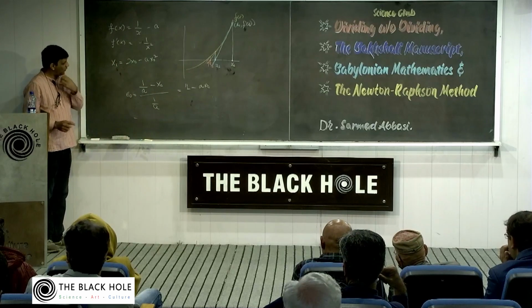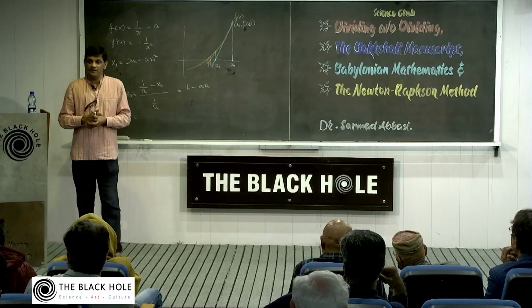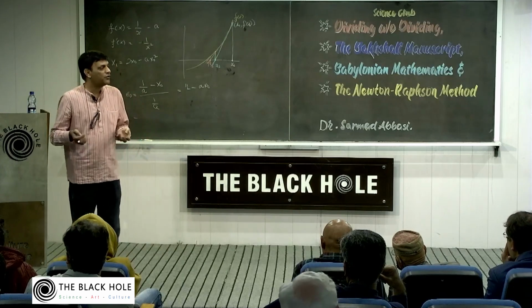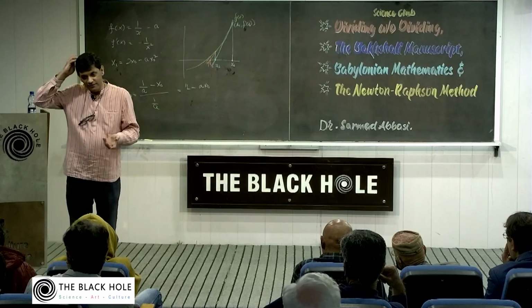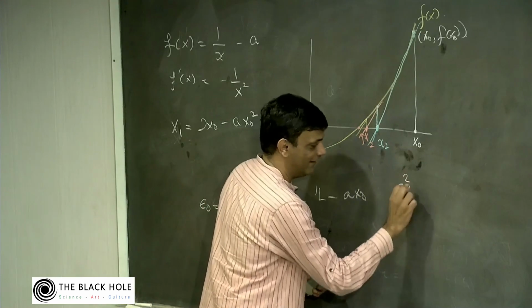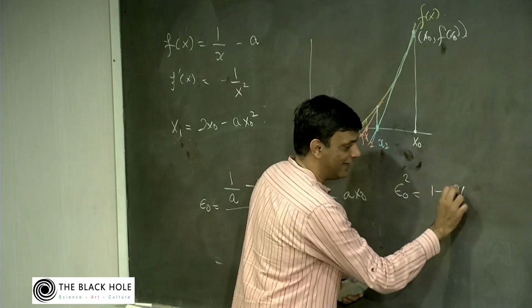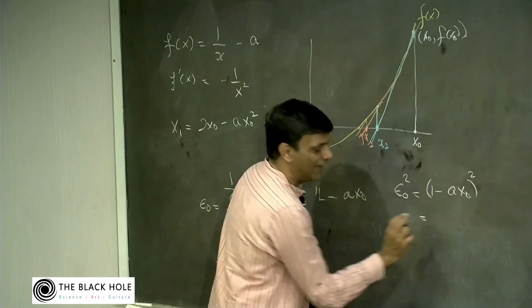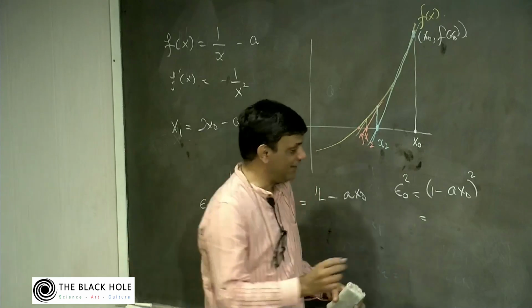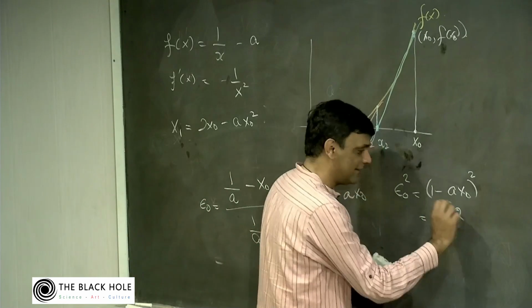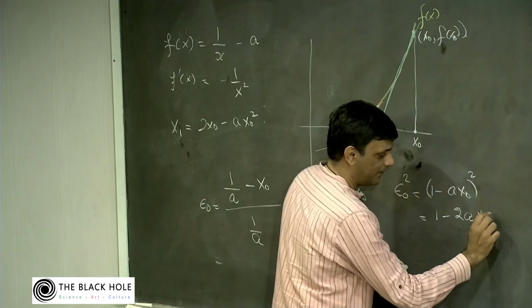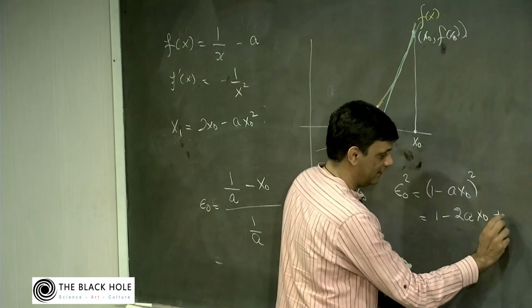Now, when I see this relative error, I have this internal urge to square it. Do you have it? Who has the urge to square it? Other than me? Okay. All right. So let me go ahead and square it. It is going to be 1 minus ax naught, whole squared. And this I remember from my algebra days, right? This is first term squared, minus 2 times first term into second term, plus second term squared.